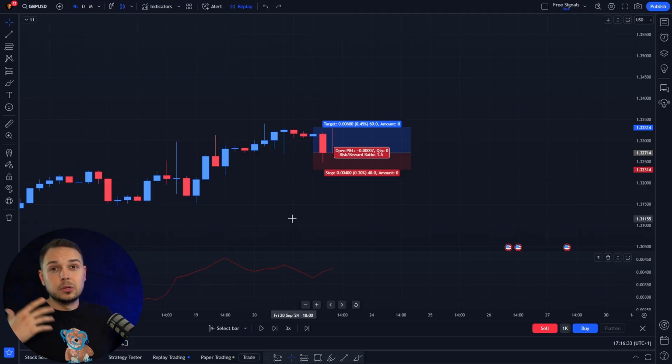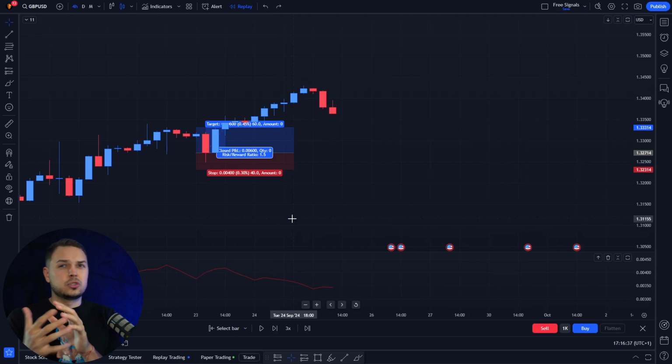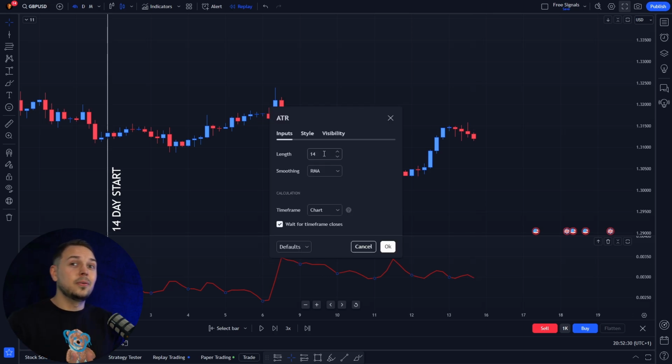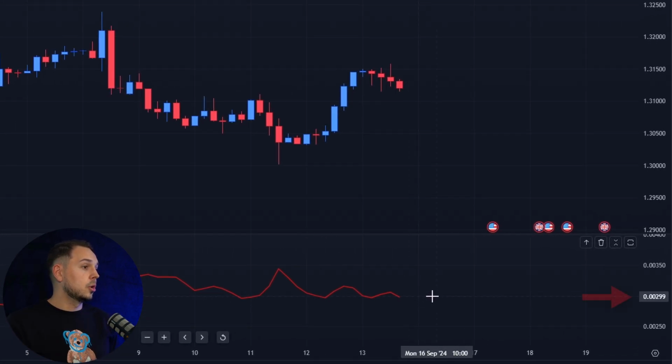Most traders will use the ATR indicator just to set up their stop loss levels, which is totally fine. But it's kind of like using a Ferrari to drive down the street to get groceries. You're not really tapping into its full potential. Let me show you what I mean. The ATR by default measures the price movement over the past 14 days and gives you a number based on that. So for example, if it shows 0.300, that simply means that the average price movement is 30 pips.